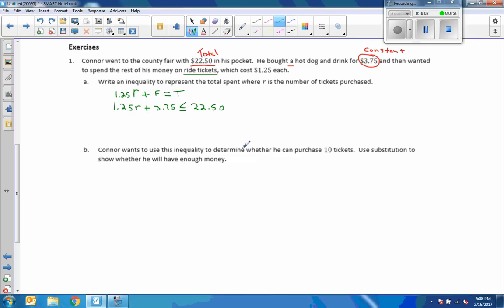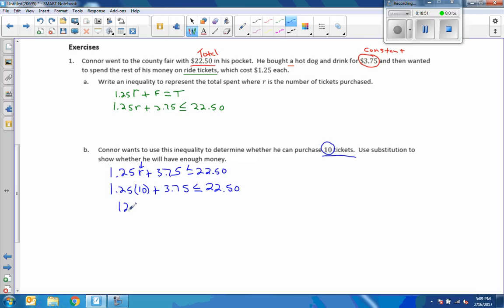B. Connor wants to use this inequality to determine whether he can purchase 10 tickets. Use substitution to show whether he will have enough. Okay, so this does not say to solve for R. It's asking if he has enough money to purchase 10 tickets. So use this inequality: 1.25R plus 3.75 is less than or equal to 22.50. R is going to be this 10. So 1.25 times 10 replacing R, plus 3.75 is less than or equal to 22.50. Okay.